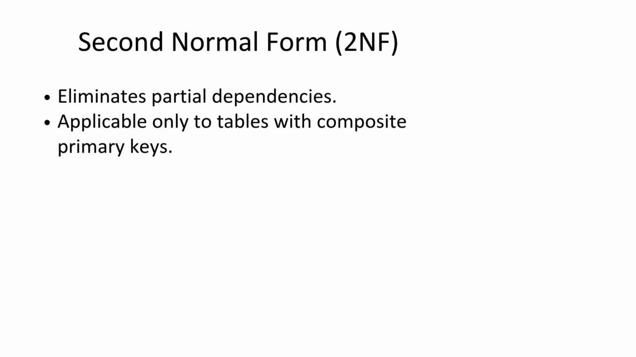Second normal form. A table is in second normal form if it is in first normal form, and every non-prime attribute is fully functionally dependent on the whole primary key. This means there are no partial dependencies. This is important in tables with composite keys. Every field must depend on the full key.